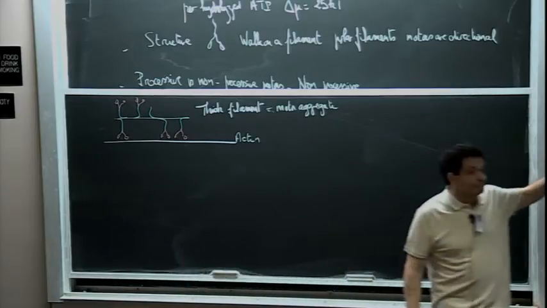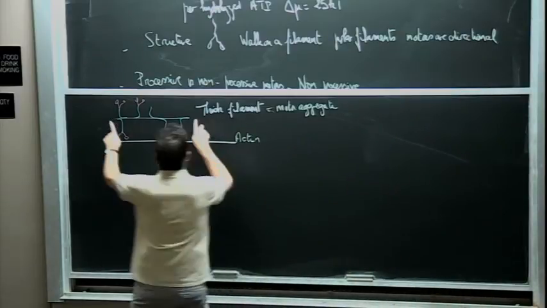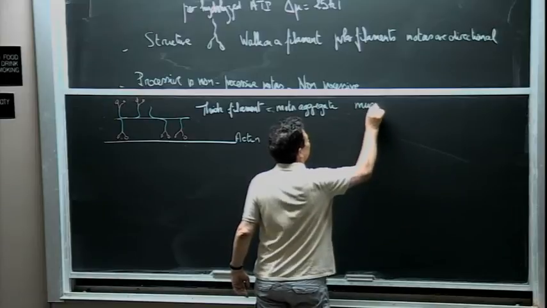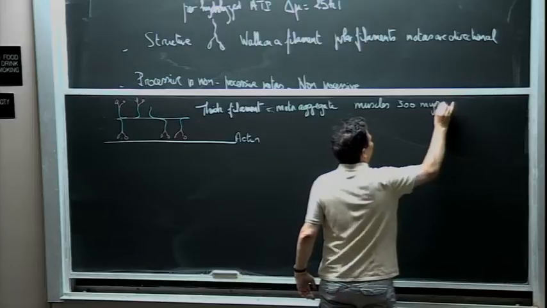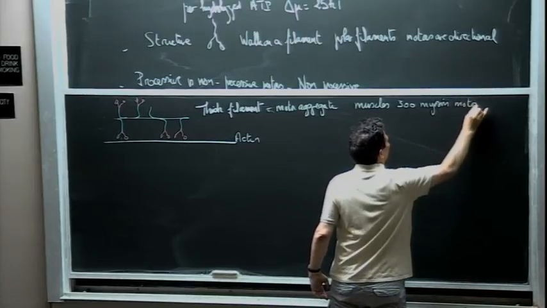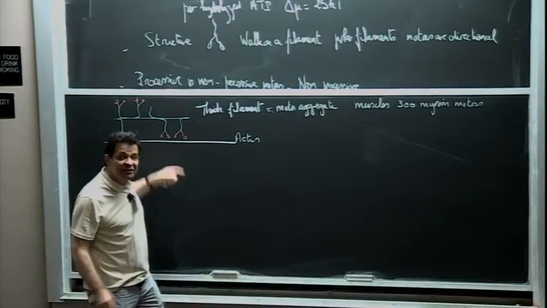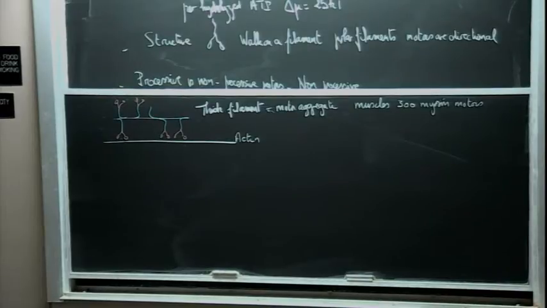Is that clear or not? Yeah? Now this is how muscles work. And in muscles you have these clusters which are called thick filaments. Typically you have 300 myosin motors. And then these 300 motors can move with respect to the actin filament, and that is what drives the contraction of your muscles.